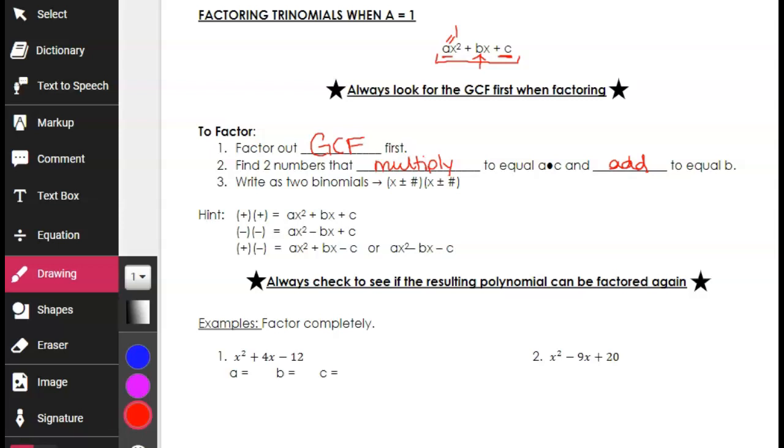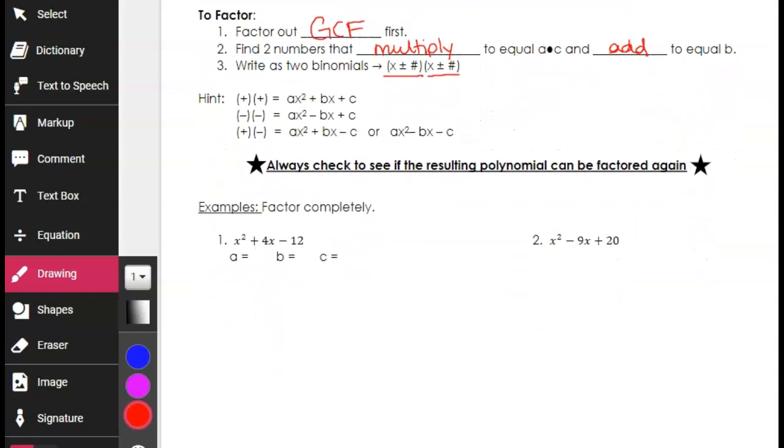And then finally, you need to write as two binomials, so either x plus a number or x minus a number. And then the second factor as well, x plus a number or x minus a number. There are some hints if you're having trouble figuring out the signs, because sometimes the signs are a little tricky. So I'm going to go ahead and scroll this up, and then we're going to look at our first few examples.